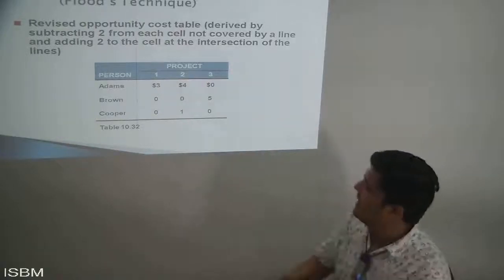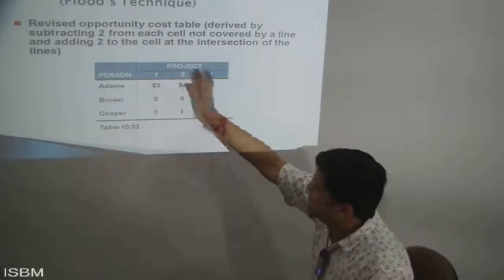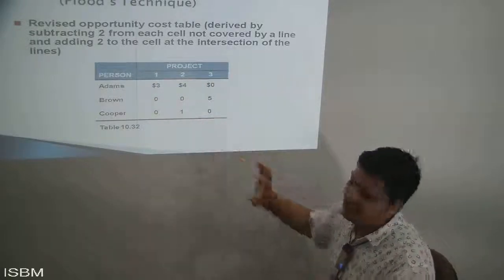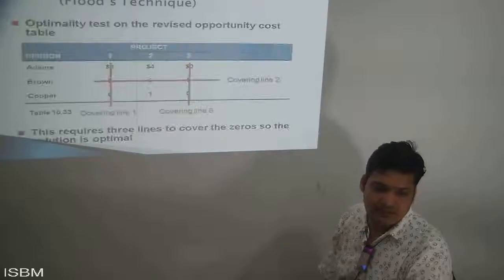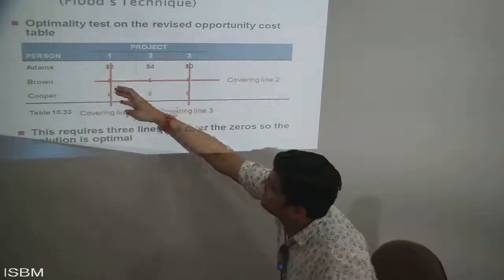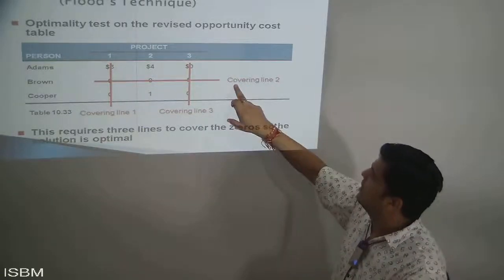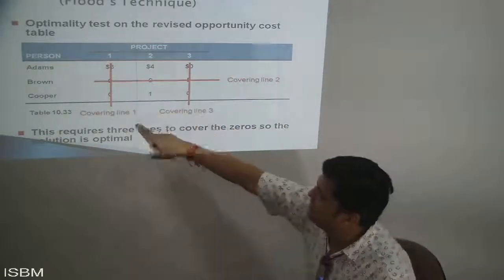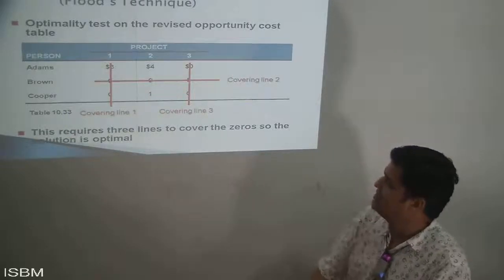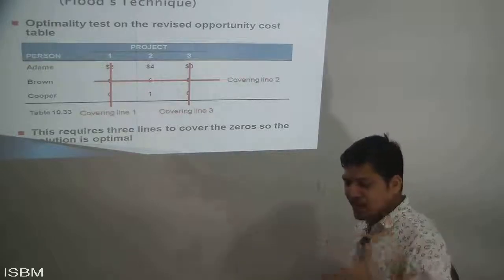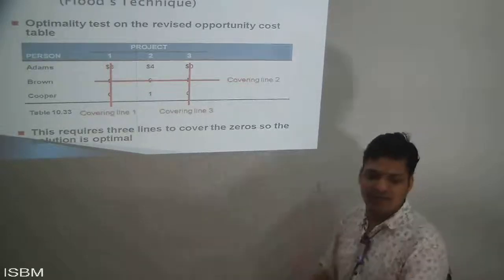So we will get this new value. Here we can see that 3 columns have been cut, first, second, and third, covering line 2, line 3, and line 1 over here. So this requires 3 lines to cover the zeros, so the solution is optimal. Why have we cut 3 lines? Why have we not cut 2 lines from where we would get the optimal? Why do we not get the optimal solution over here?